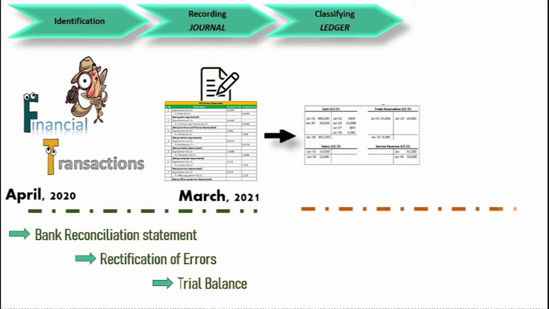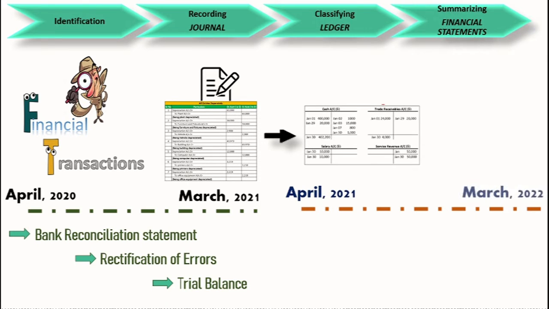Now, before moving to the next year, the firm needs to know the results. So at the end of the financial year, we prepare a summary of the transactions which took place during the year. Summarizing is the process of preparing the financial statements which help a firm and the other stakeholders to plan and take important decisions.